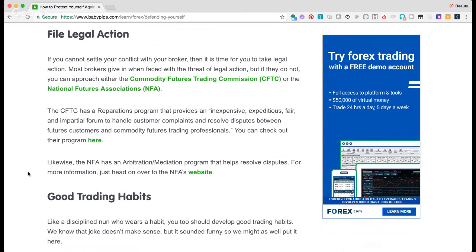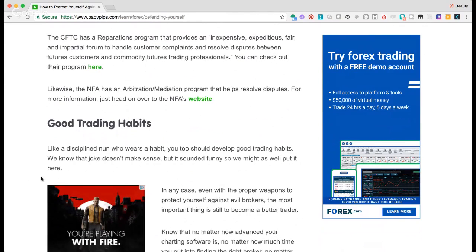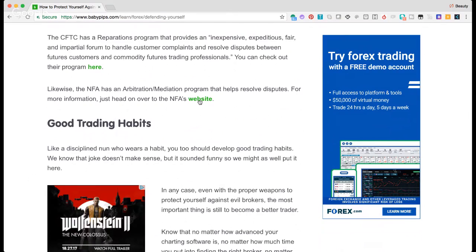You can check out their program here. Likewise, the NFA has an arbitration mediation program that helps resolve disputes. For more information, just head on over to the NFA's website.